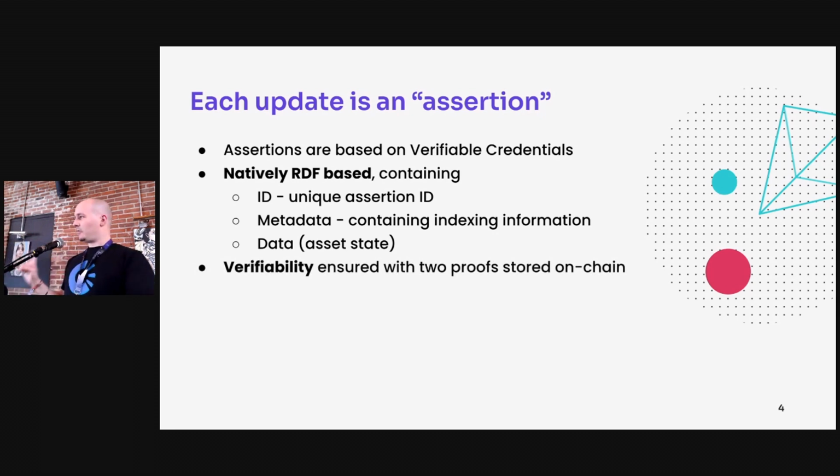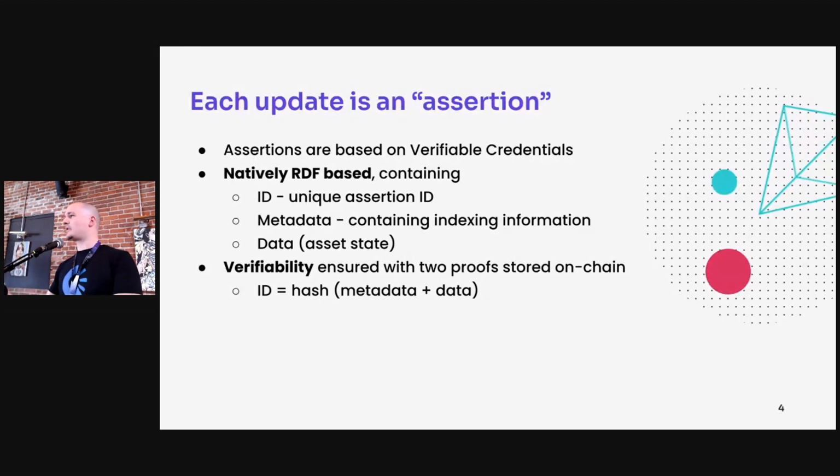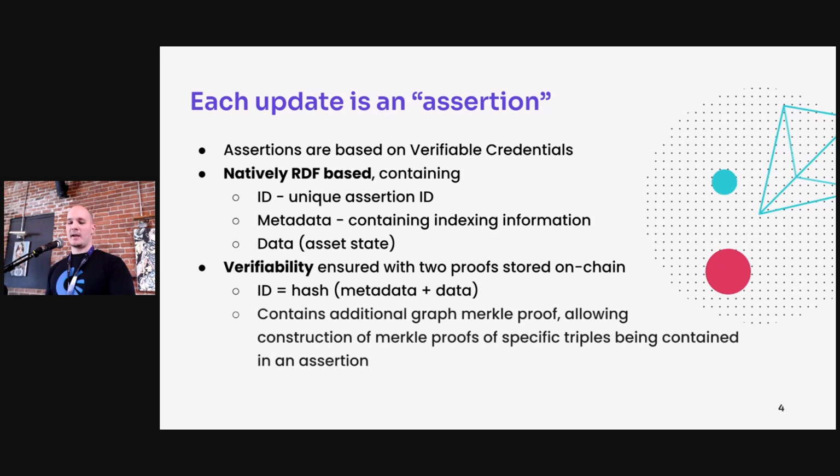And then we have two proofs, like I said, on chain. I said it a couple of times. So this ensures verifiability. Basically, this one is calculated as a hash. So the ID, kind of like on IPFS, you do a content hash, right? And you resolve the content by that ID, CID, content ID. Well, that's pretty much the same idea here. We just hash metadata and data, so the whole thing is verifiable. And that also contains this additional graph Merkle proof.